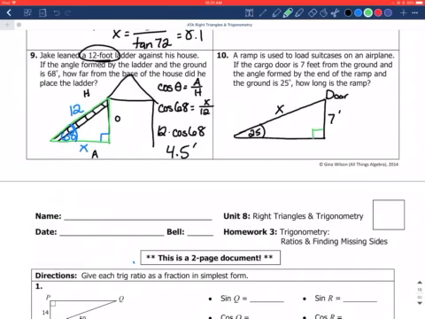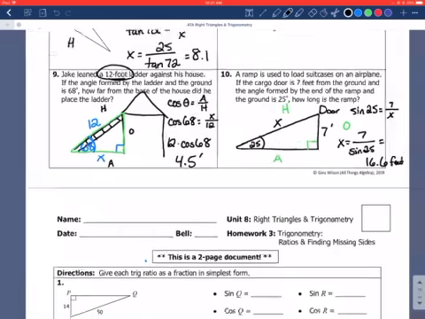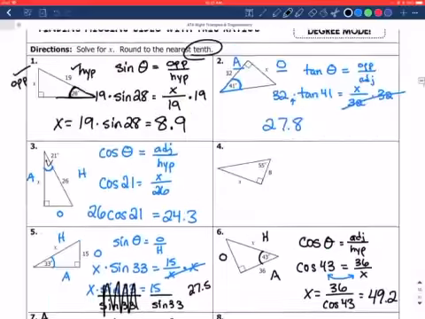So now we can label these, and we have our hypotenuse. This will be adjacent. This will be opposite. So the two things that use opposite and hypotenuse are sine. The sine of 25 degrees equals 7 over x. This is our trick where we switch the places. And then once you multiply that out, you will get 16.6 feet.